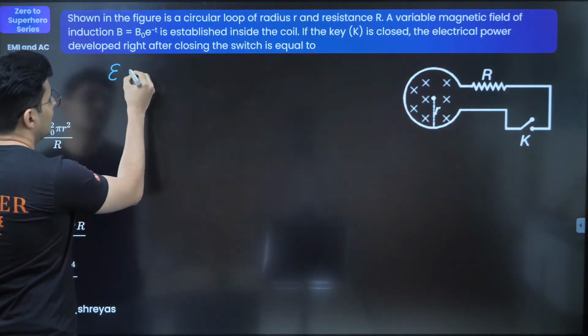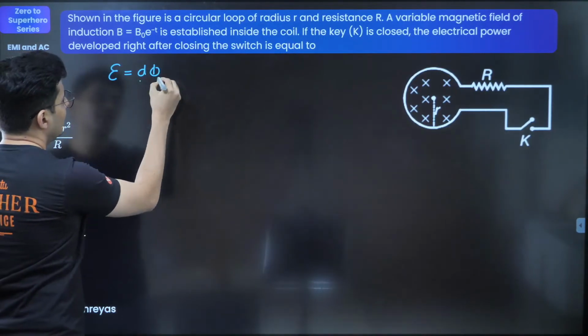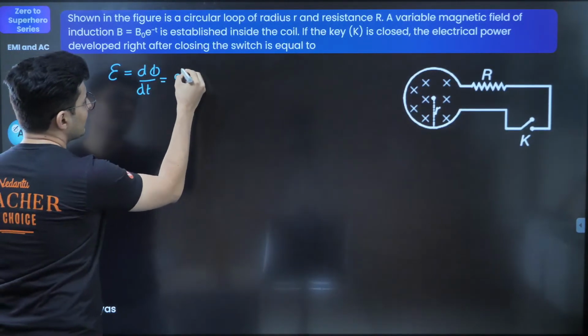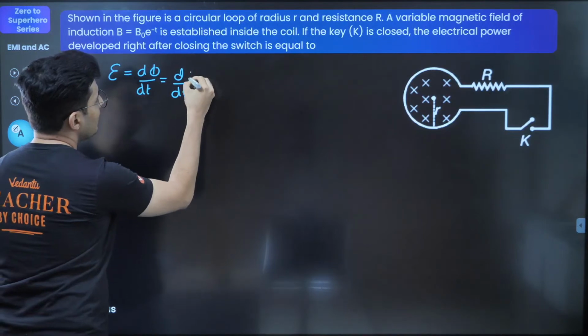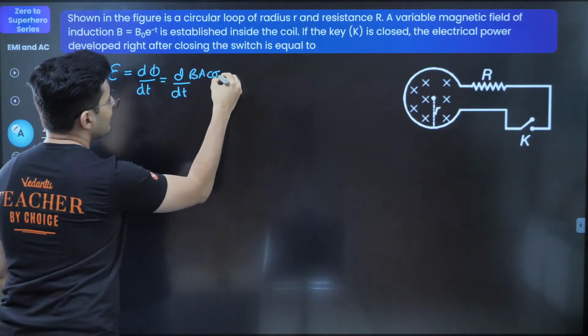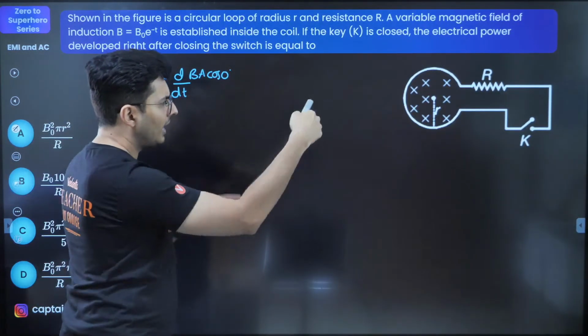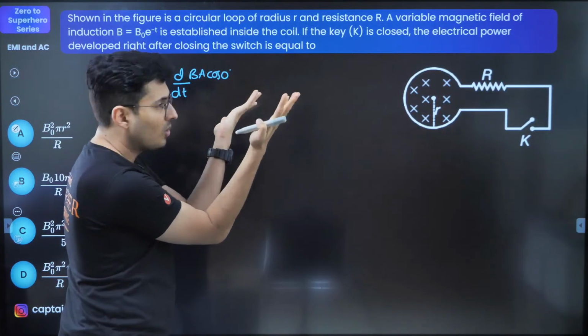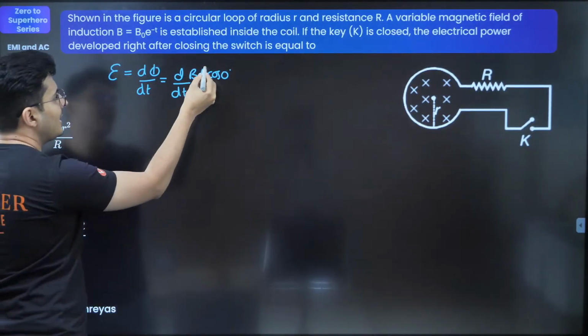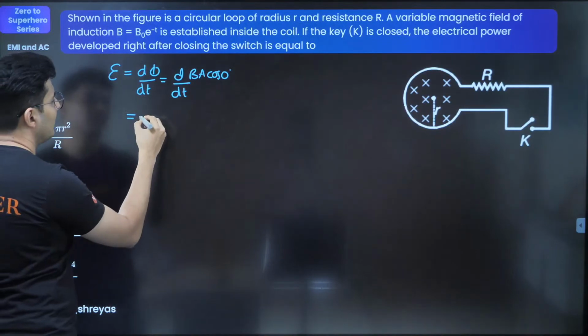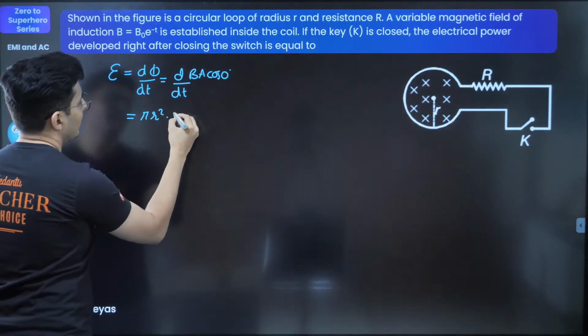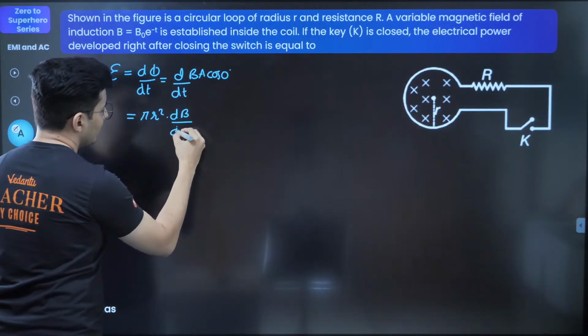So the EMF generated is d phi by dt, where flux is nothing but B into A cos theta. Theta will be 0, because the field and area vector both are parallel, so cos 0 is 1. Area is the same, so just bring that area outside. So it will just be pi r square into dB by dt.